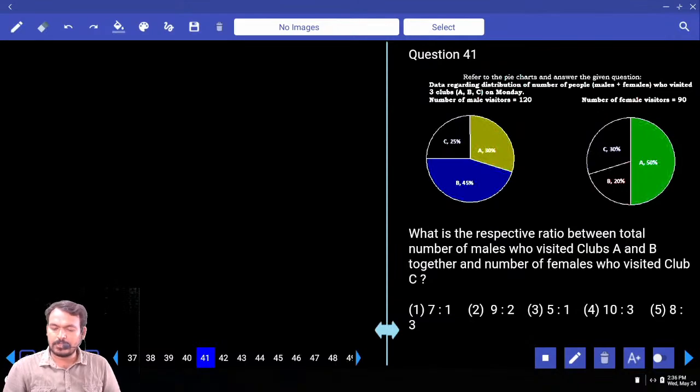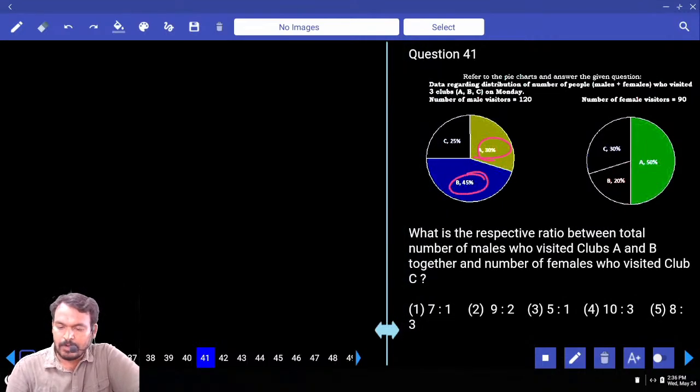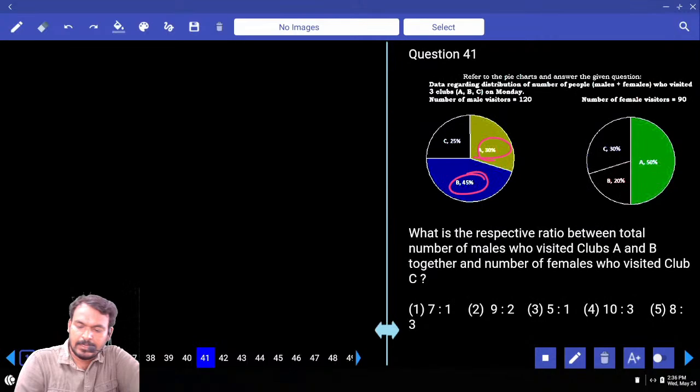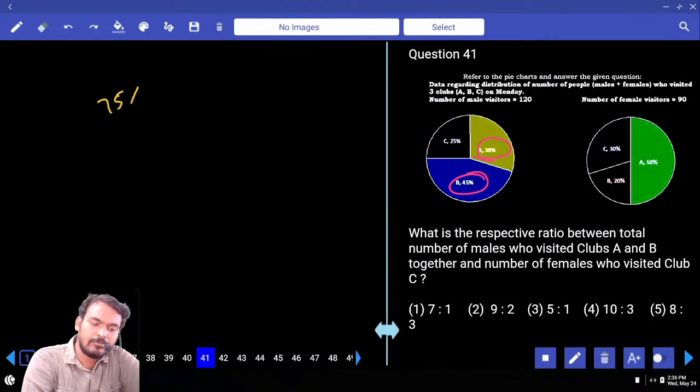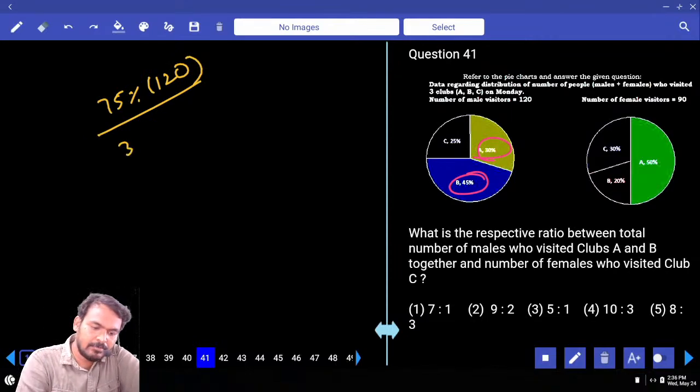What is the respective ratio in the total number of males who visited clubs A and B together and number of females who visited club C? Male club A and club B. Club A how much? 30. Club B 45. Total 75%. Of which one? 120 or 100. Second one, female club C. 30% of which one? 90 or 100.